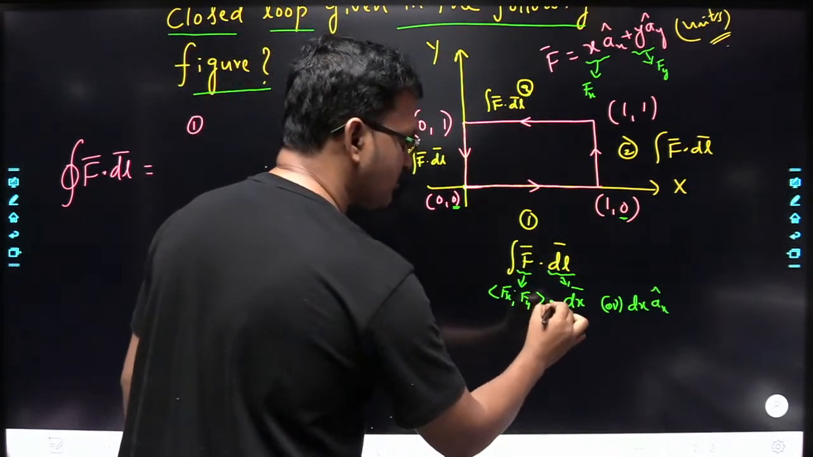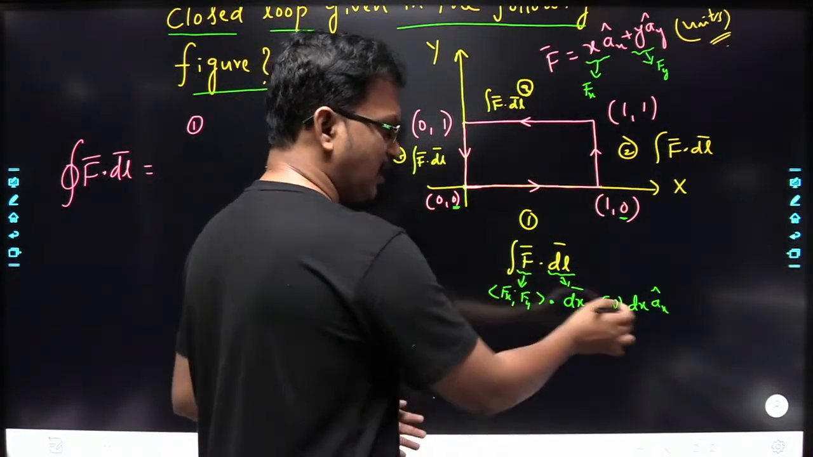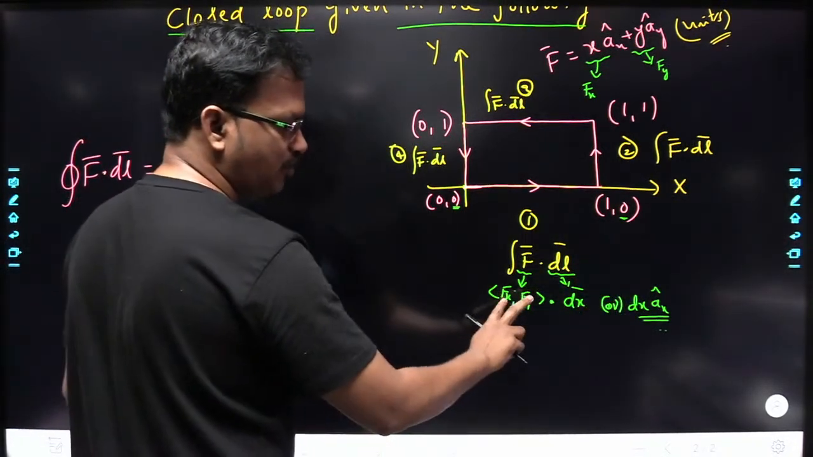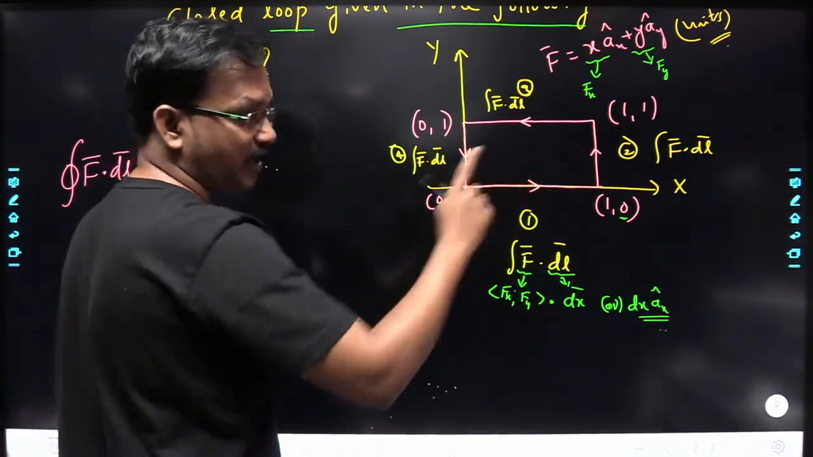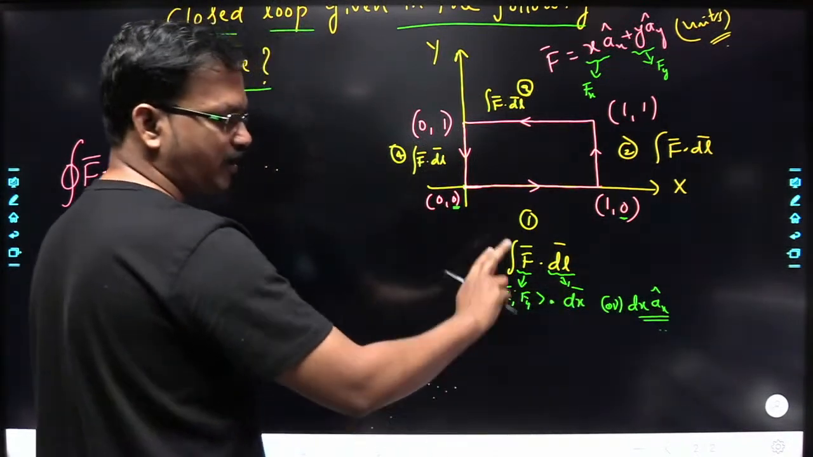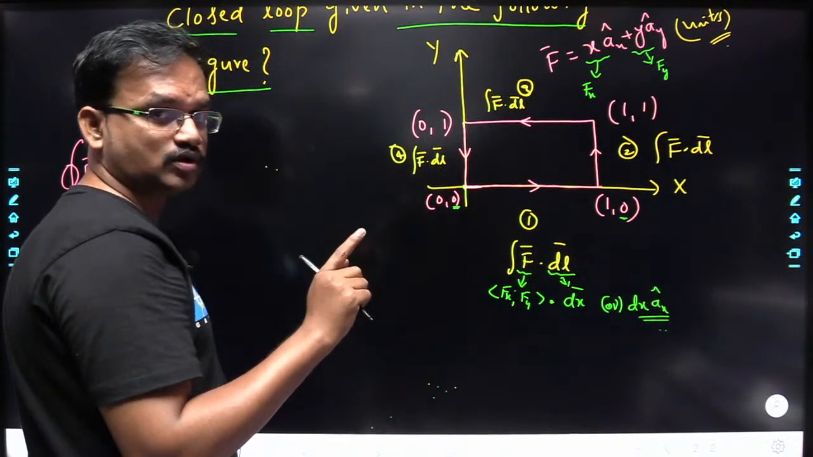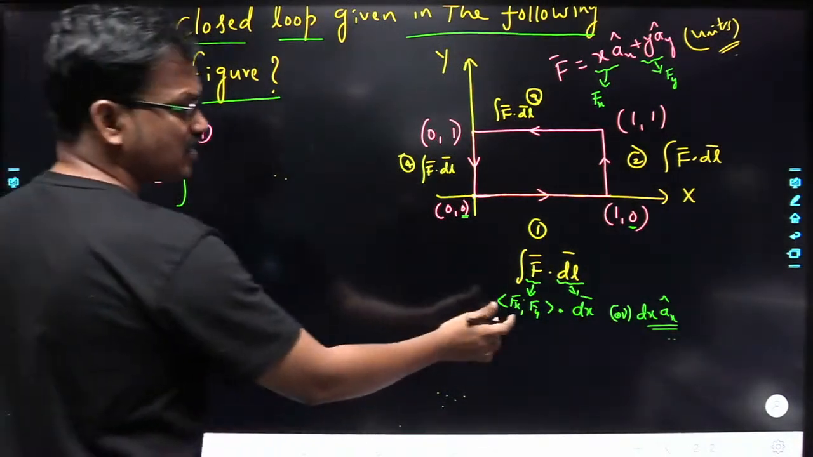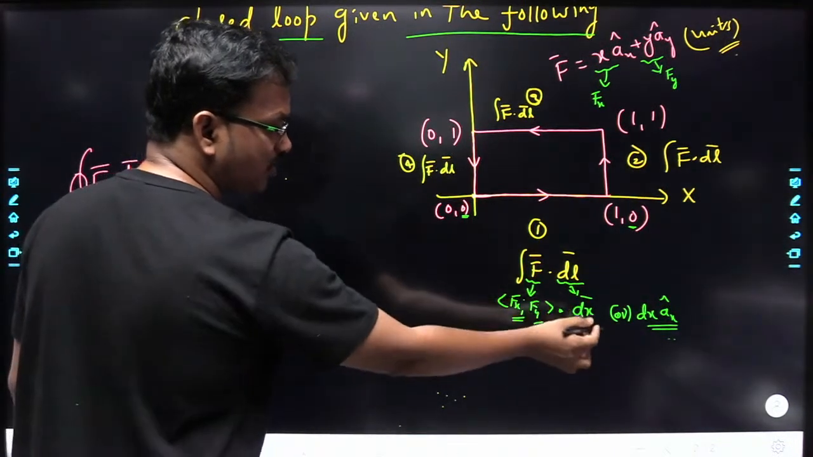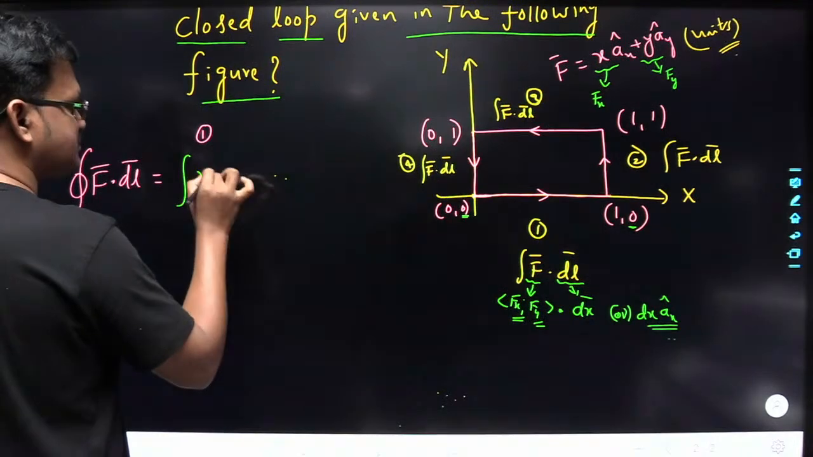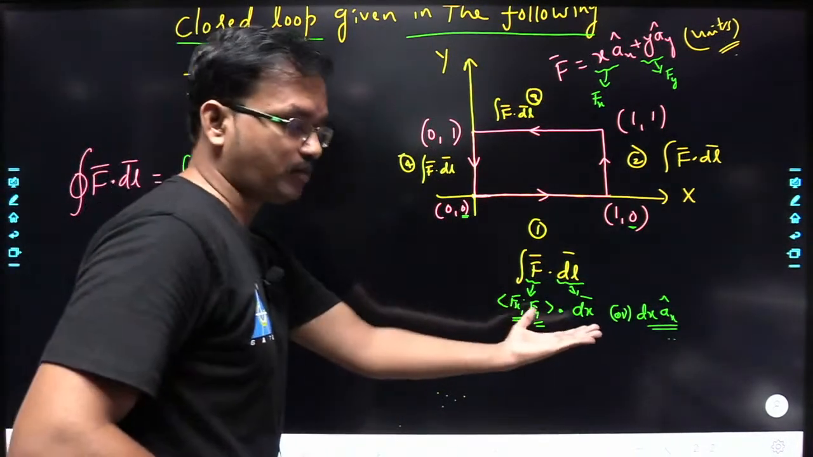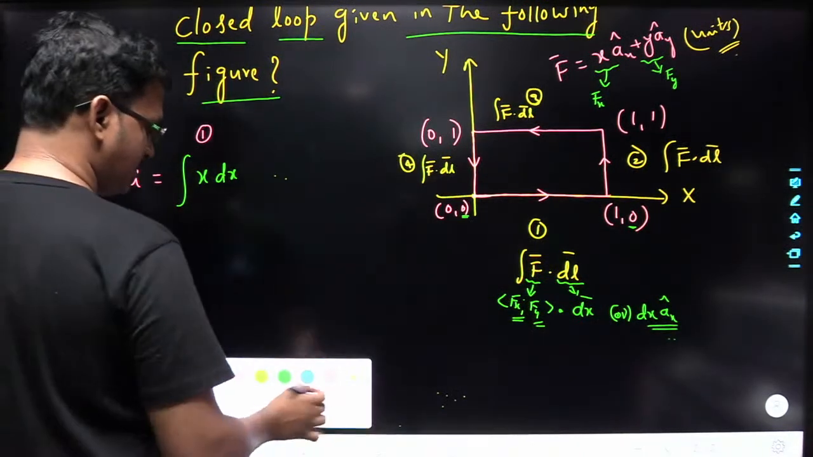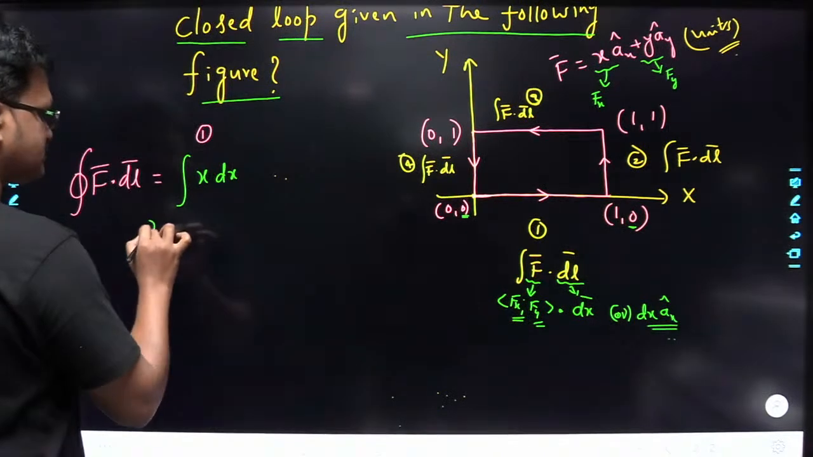Now if you do the dot product between this f bar and this dx ax cap, what are you going to get here? If you do the dot product with the x component, you are going to get ax cap dot ax cap, that is 1. If you do the dot product with the y component, you get ay cap dot ax cap, that is equal to 0. So I am considering only the x component, which gives x dx. So the first integral is x dx. Now x is ranging from where to where? From 0 to 1.